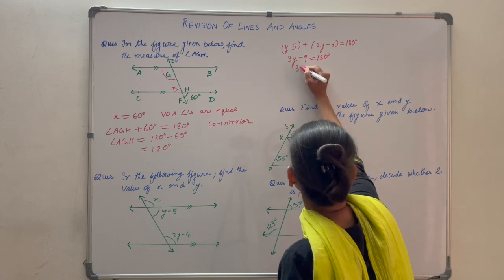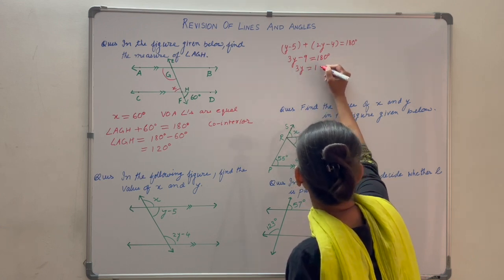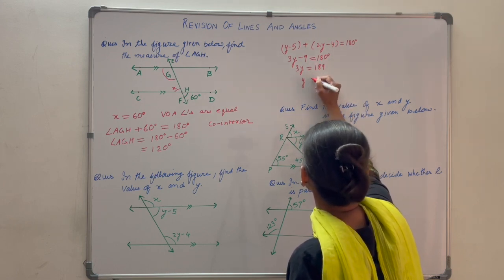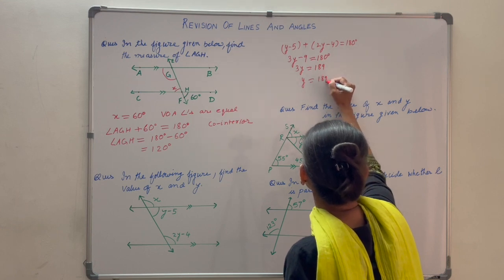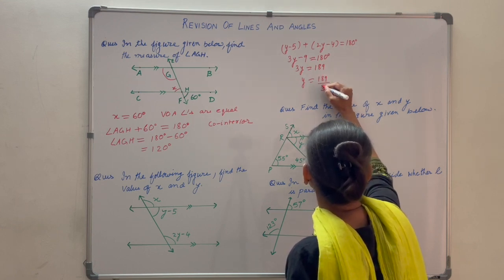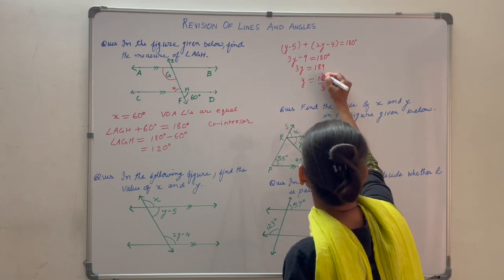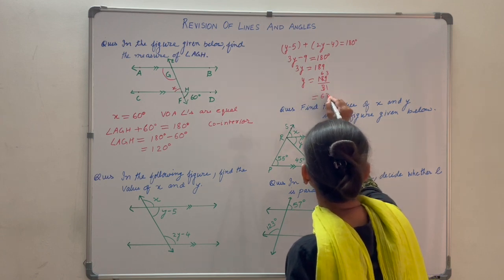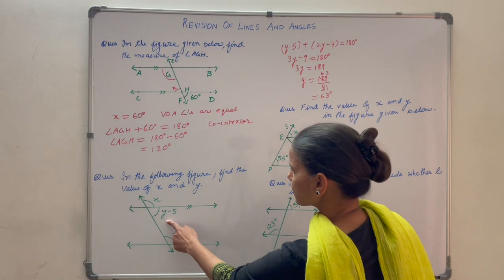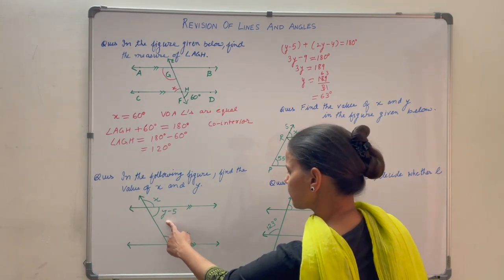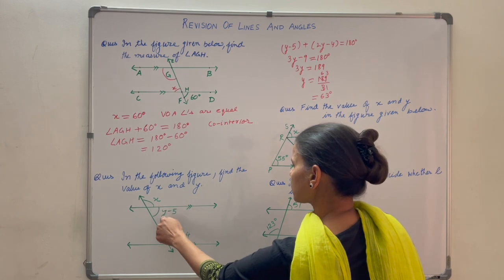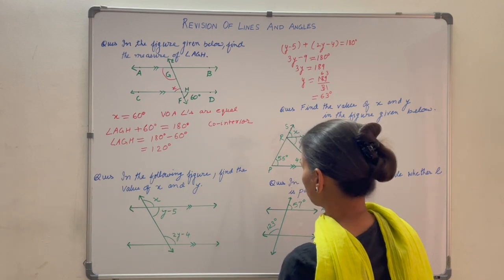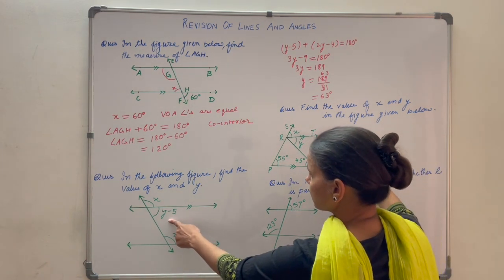Now minus 9 you take it to the other side, so it will become plus. So 180 plus 9 is 189. So 3y is equal to 189, so y is equal to 189 divided by 3. So 3 ones are 3, 3 sixes are 18 and 3 threes are 9. So the value of y is equal to 63 degrees. So you can find the other angles now as a linear pair, or corresponding angle. Anything you can do. So you have just got y as 63 degrees.